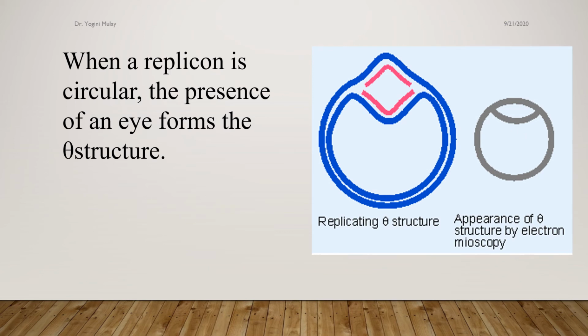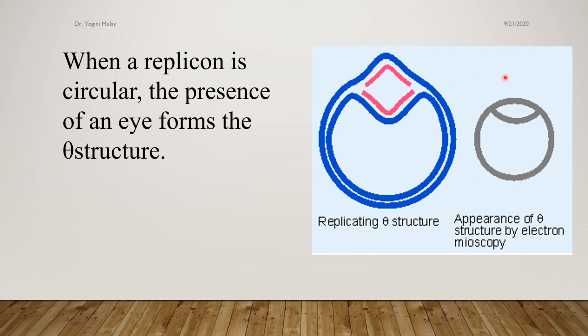Whenever the replicon is circular, means when the DNA which is involved in the replication is circular, now you can see, if it is unidirectional, then it will move this way and it will end when it reaches this end. If it is bidirectional, the replication fork will move in this direction, another replication fork will move in this direction, and the complete synthesis takes place.